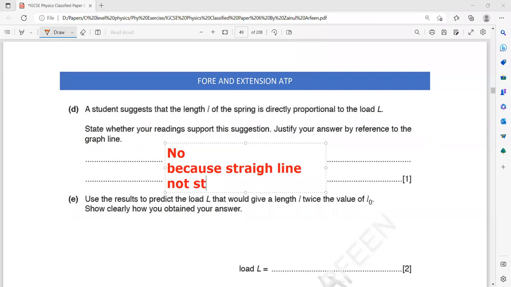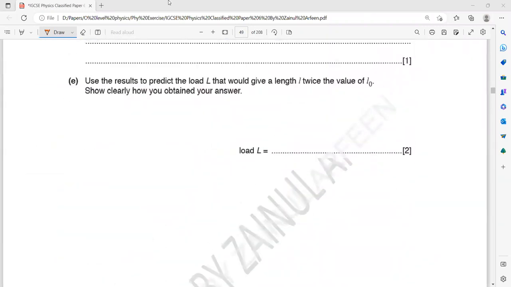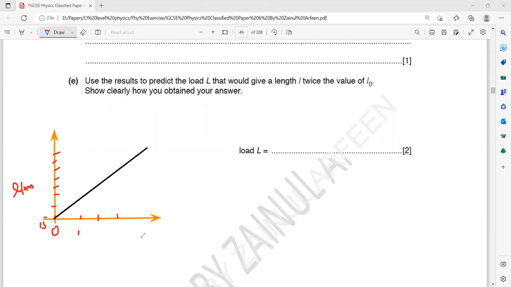Origin means 0 comma 0. Let me give another example. The straight line was not starting from the origin, that's why. But for example, one student plotted the graph for load and extension, and he started the axis for the length from 15. So it was 15, 16, 17, and so on, and this was 0, 1, 2, 3, 4. When he plotted the result, can we say they are directly proportional? Yes or no?